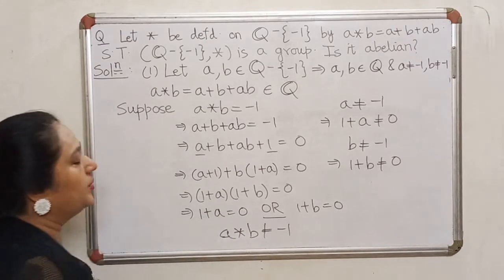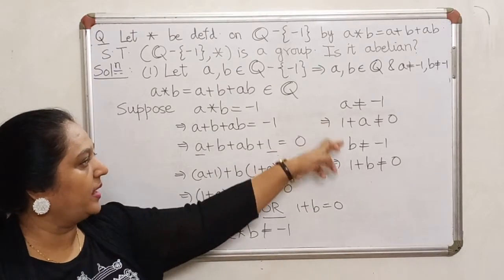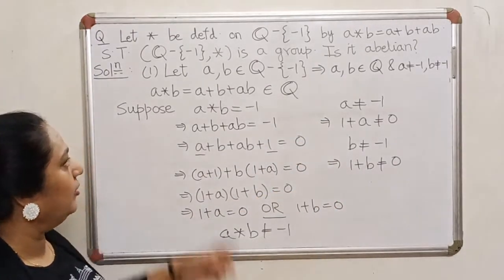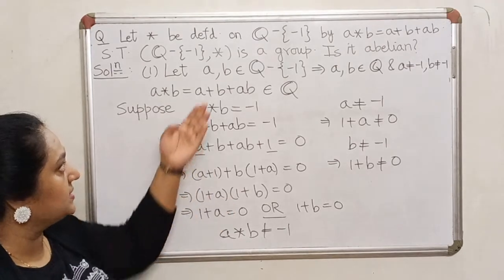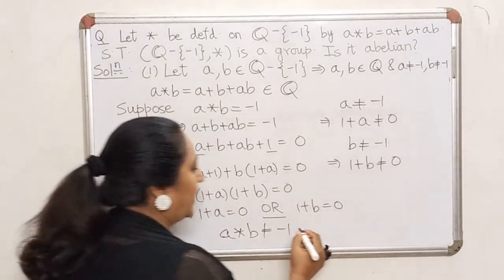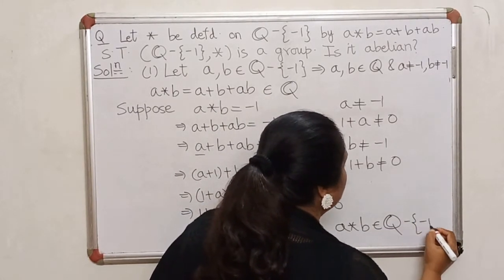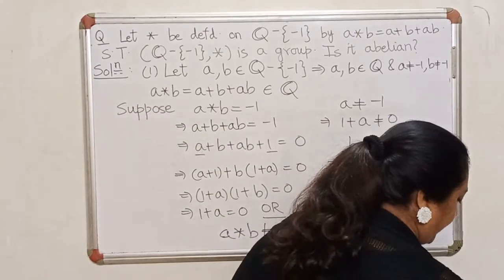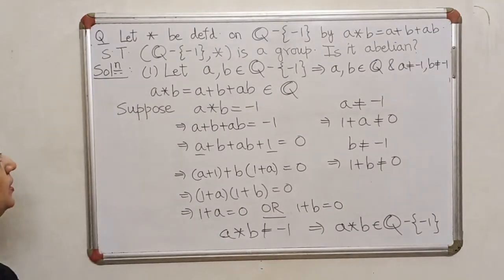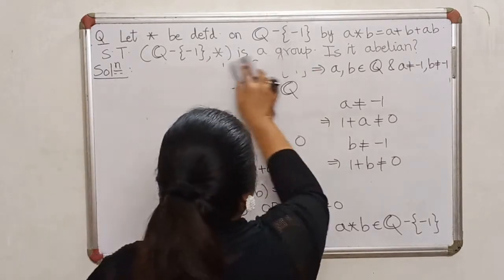So if I assume that a star b is minus 1, I end up with a contradiction. Either this has to be 0 or this has to be 0, but I know that neither of the cases is possible, and therefore a star b cannot be equal to minus 1. So this tells me two things. a star b is a rational number and it is not equal to minus 1. Therefore, a star b is a rational number other than minus 1. It's any other rational number except minus 1. So it belongs to our set, and therefore closure property is satisfied, or star is a binary operation on the set. Next, we would like to prove that this operation is associative.